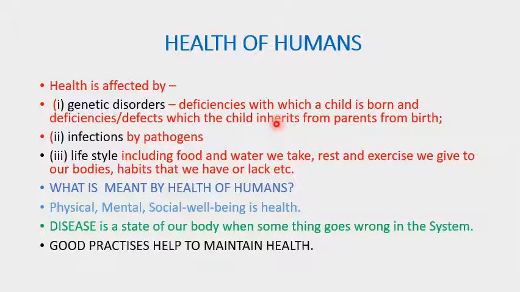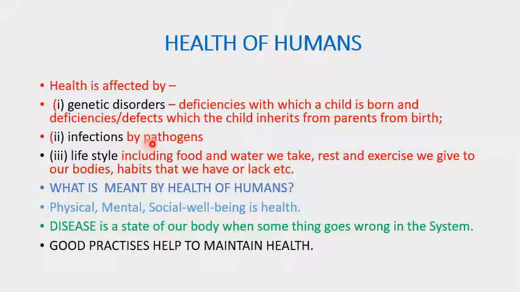For example, children will not have mental balance, children will not have control over their fingers, children will not have muscle control, and they will not remember. All these are examples of genetic disorders. Color blindness is another example of a genetic disorder. These things are difficult to overcome.